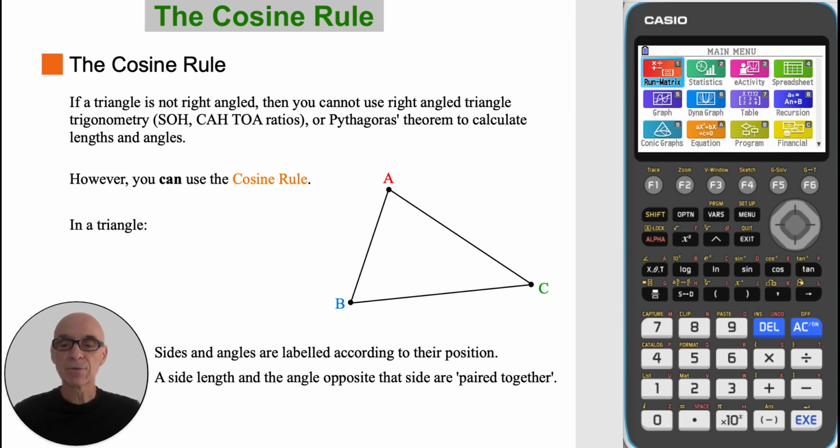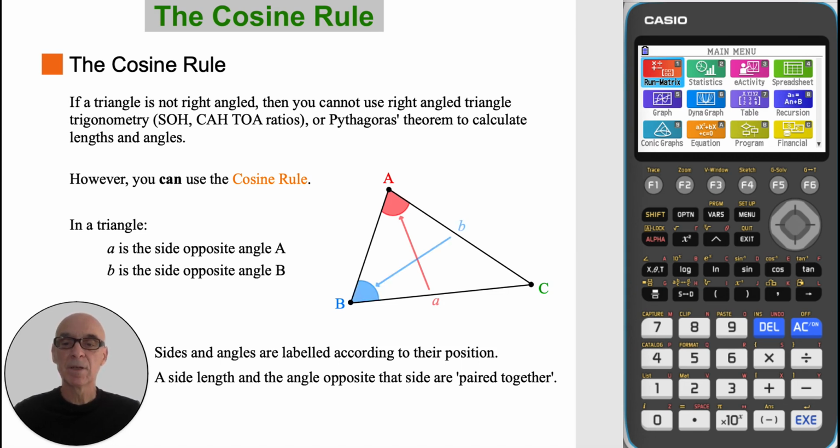In a triangle, a is the side opposite angle A, b is the side opposite angle B, and c is the side opposite angle C. Sides and angles are labelled according to their position. A side length and the angle opposite that side are paired together.